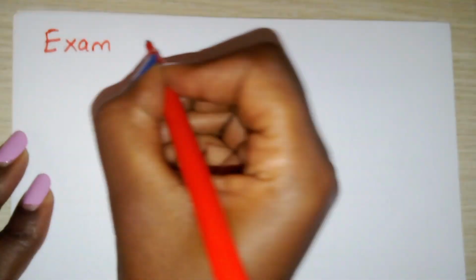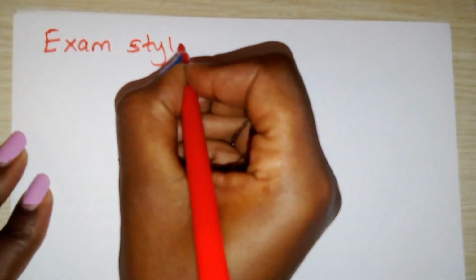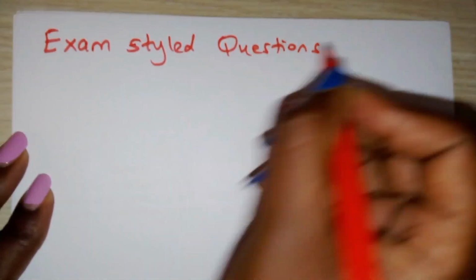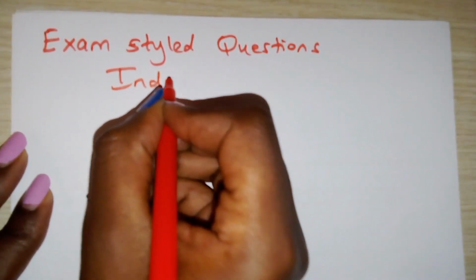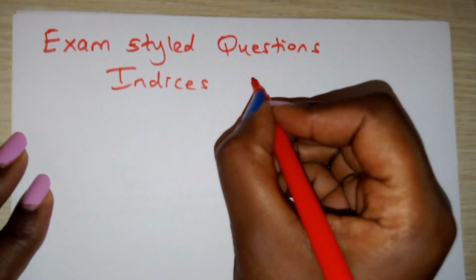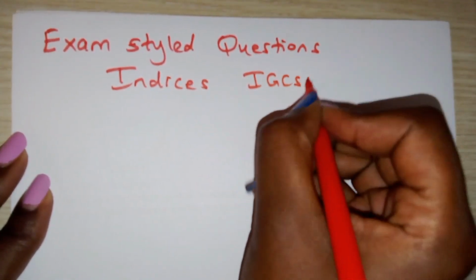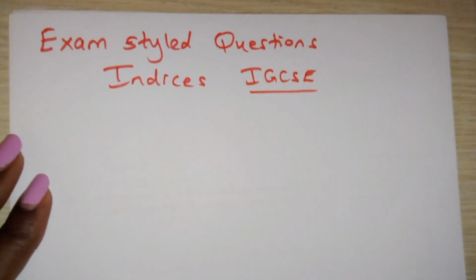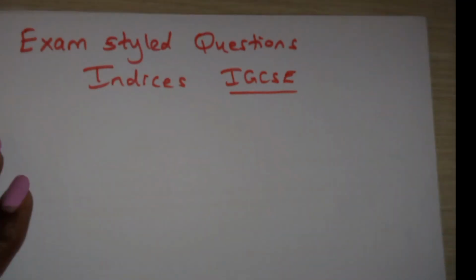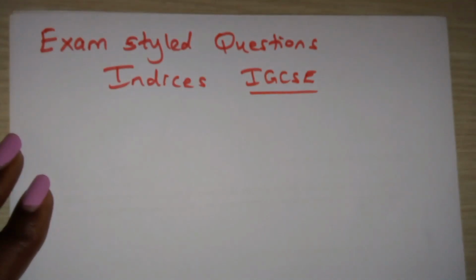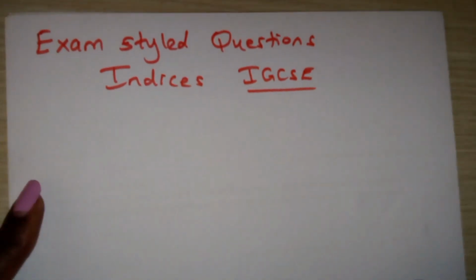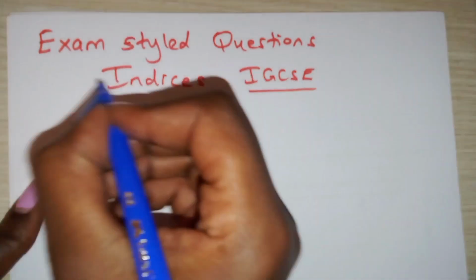So we're going to look at exam style questions for indices. These are IGCSE papers. Please stay tuned till the end of the video. We'll look at a few examples, and we're going to apply the laws of indices that we learned in the previous video. So if you haven't watched it, please look at the previous video.